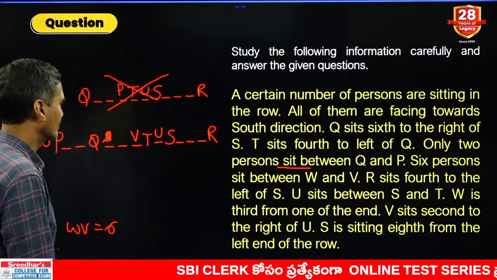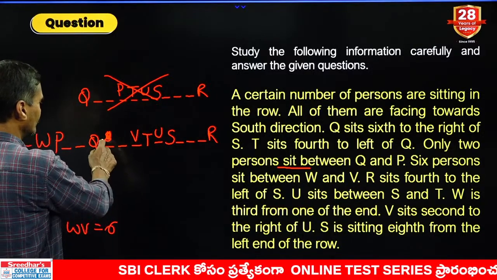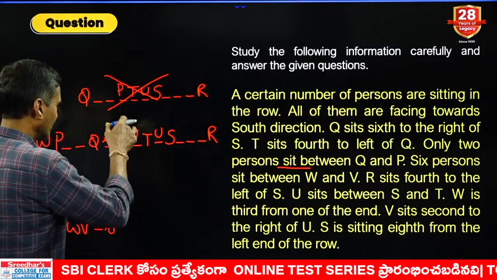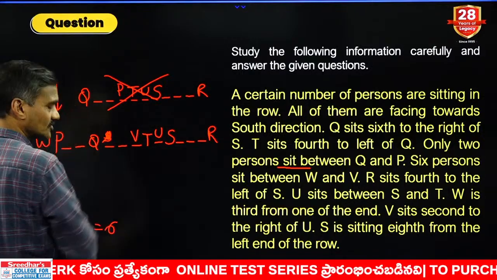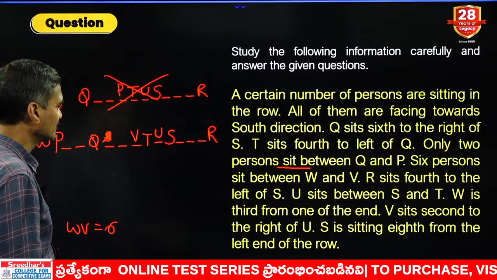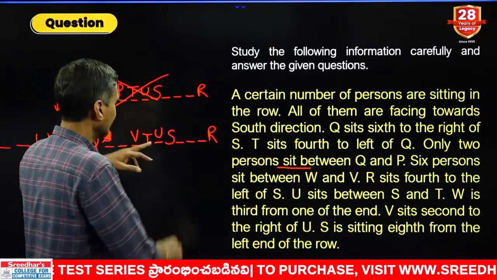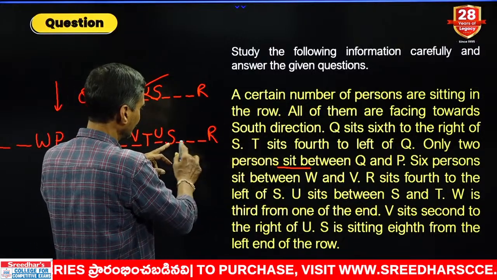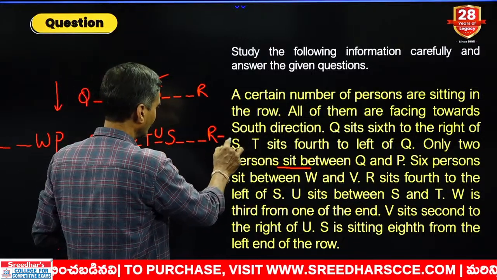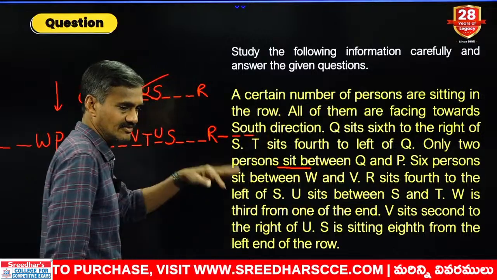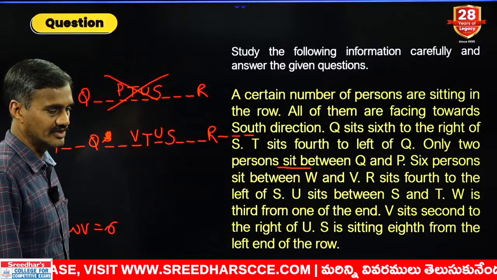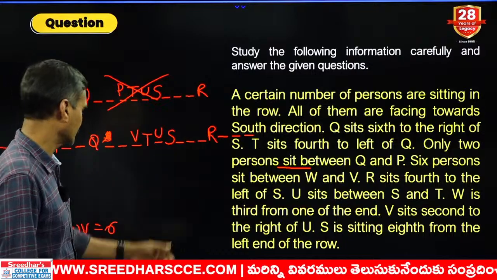Now, S is 8th from the left hand of the row, so we cannot take S at this place. All the persons are facing towards which direction? South. As the persons are facing south, from the left hand of the row means from this side. S is 8th. That means 7 persons to the left hand side of S. 1, 2, 3, 4, 5, 6, 7. And 17 plus 3, how many are there? 20 persons. So what is your answer here?